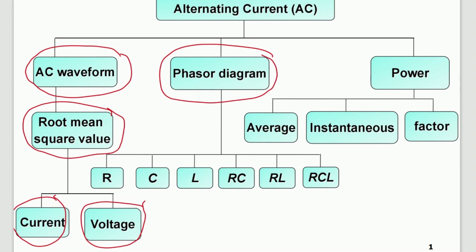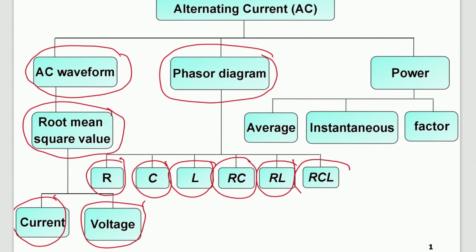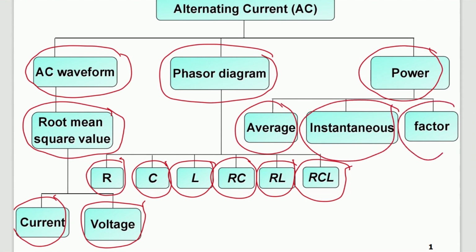There are 6 types of phasor diagram. First, pure resistor, pure capacitor, pure inductor, RC circuit, RL circuit, and also RCL circuit. Each circuit will have a different phasor diagram and also a different equation, according to the RC, RL or RCL circuit. The last part we have power, divided into 3 parts: average power, instantaneous power, and also power factor. That's what we are going to discuss in today's lecture.